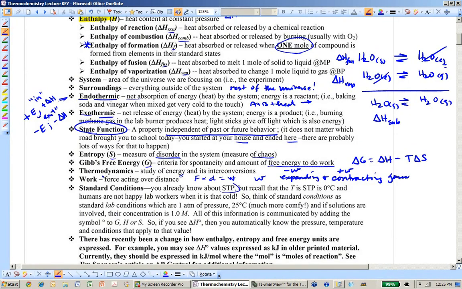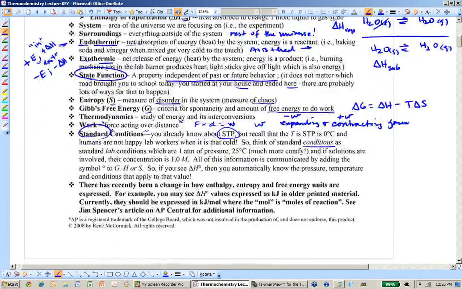Standard conditions you already know, that's called STP. Now, STP is standard temperature and pressure, which is 0 degrees Celsius, and humans are not happy lab workers when you put them in a laboratory for very long at 0 degrees Celsius. So we talk about standard conditions. You got to pay real close attention to the word that follows the word standard when you're talking about temperatures and pressures. So standard conditions are defined as like laboratory conditions, which are 1 atmosphere pressure, so that human eardrums are not imploding or exploding, and 25 degrees Celsius, which is far more comfy than 0 degrees Celsius.